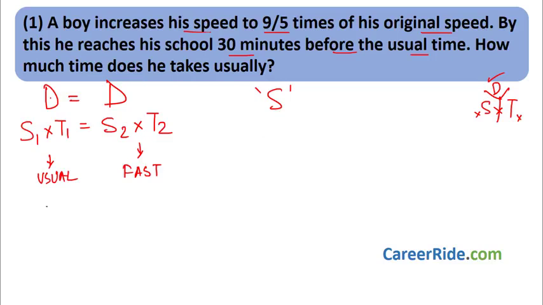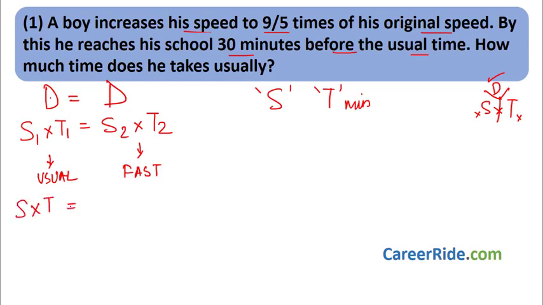So if the usual speed is S, then let us assume that with the usual speed S, the boy takes T amount of hours to go to school, or say T amount of minutes, because here they have given he reaches 30 minutes before the usual time. So let us assume that the boy takes T minutes to reach the school usually. So what is the usual condition? Speed is S, time is T.